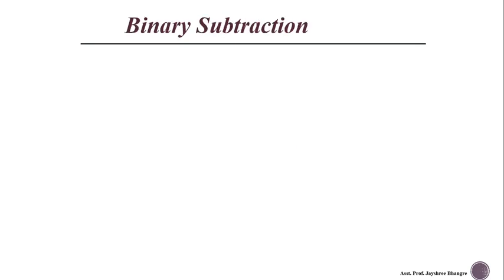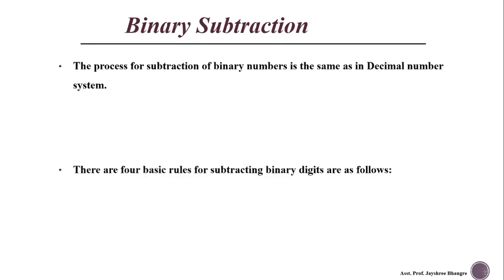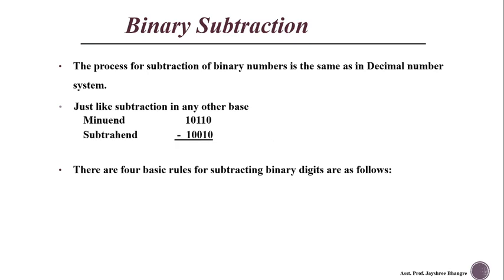So let's move towards the binary subtraction. Binary subtraction is the same as in a decimal number system. There are 4 basic rules for subtraction, but before going to those rules, the number from which we want to subtract another number is called the minuend, and the number which we want to subtract is called the subtrahend, and the answer of the subtraction is called the difference. Let's see what basic rules are available for binary subtraction.